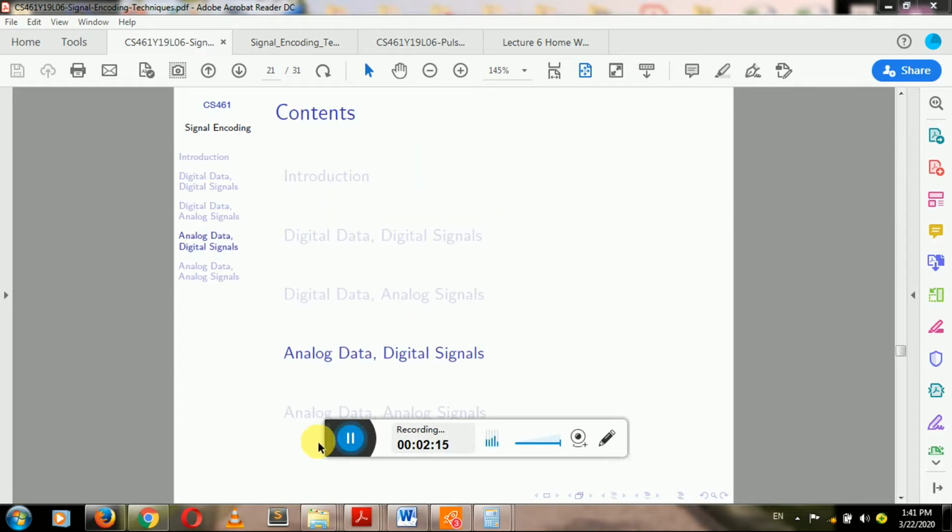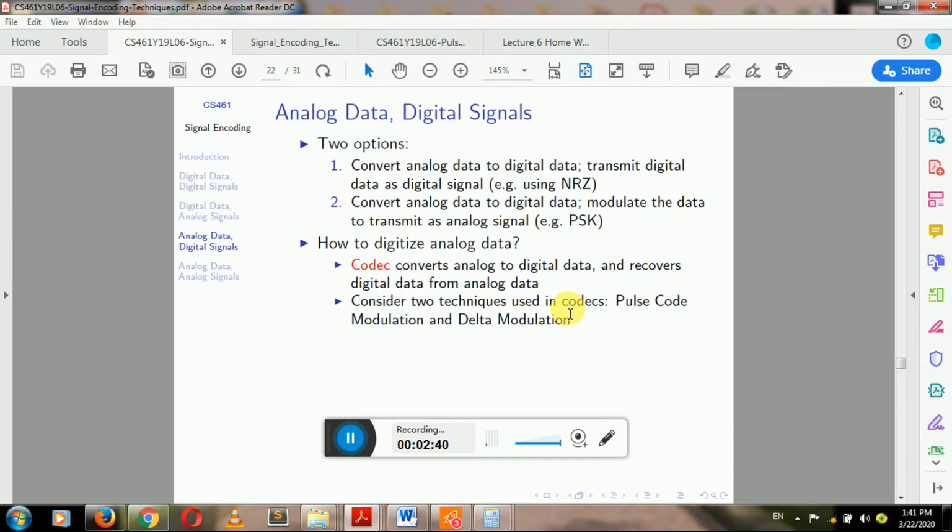The third group in signal encoding techniques is sending analog data in the form of digital signals. Analog data is transmitted using digital signals, and in fact what we are going to do is take the analog data, convert it into digital data, and transmit it in the form of a digital signal. We have two options. The first one is to convert the analog data to digital data and transmit it as a digital signal using non-return to zero level.